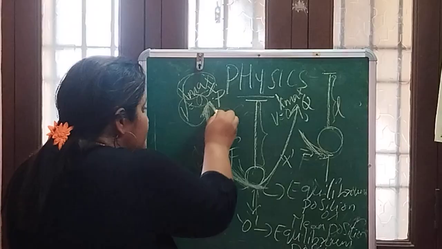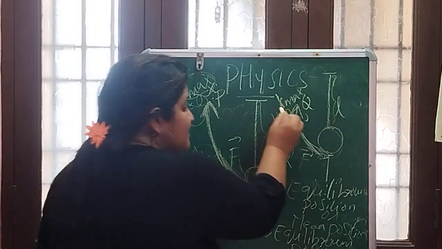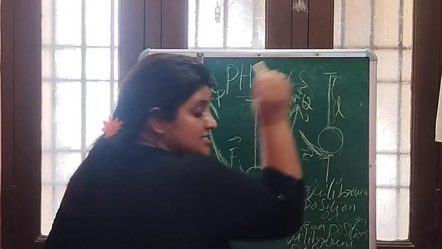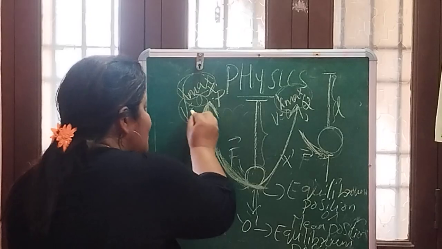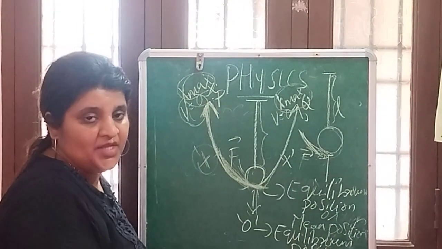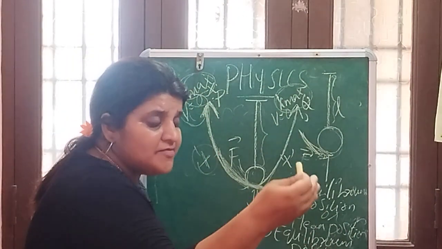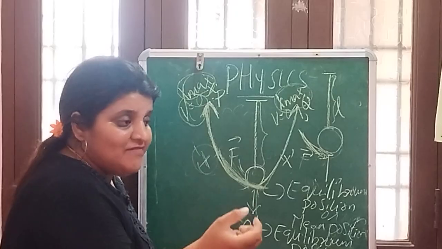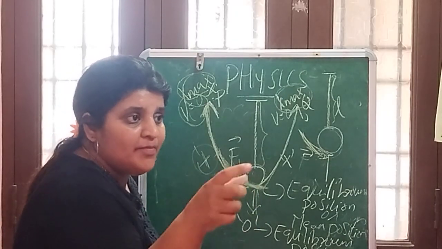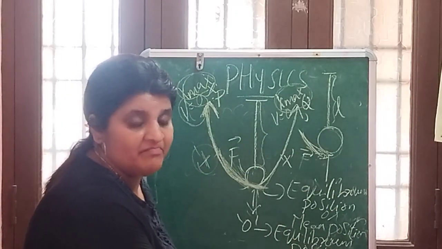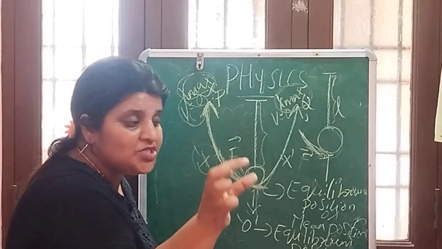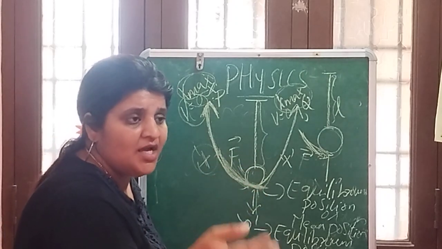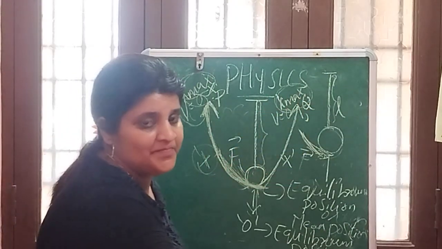So at the extreme positions P and Q, the displacement of the bob will be maximum. At that time, the final velocity will be 0. If the final velocity of a body is 0, it means the body will not move further.